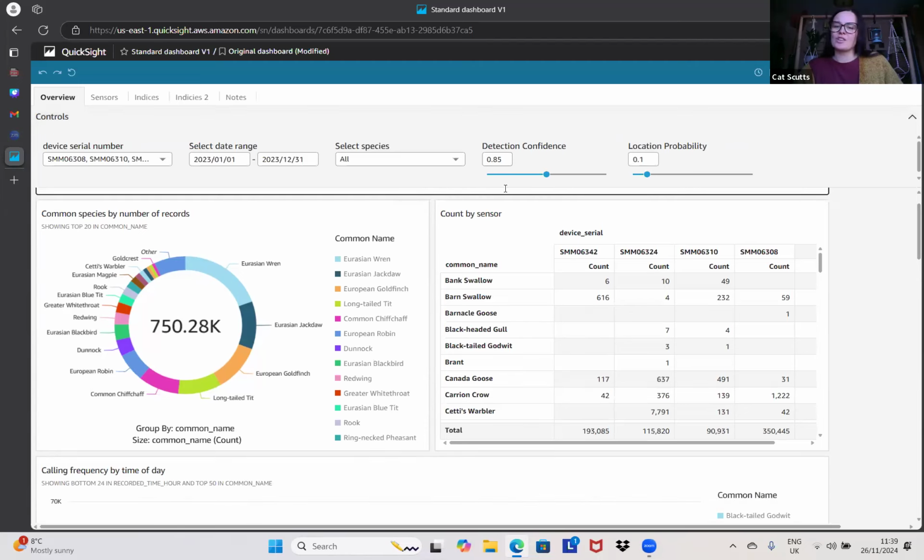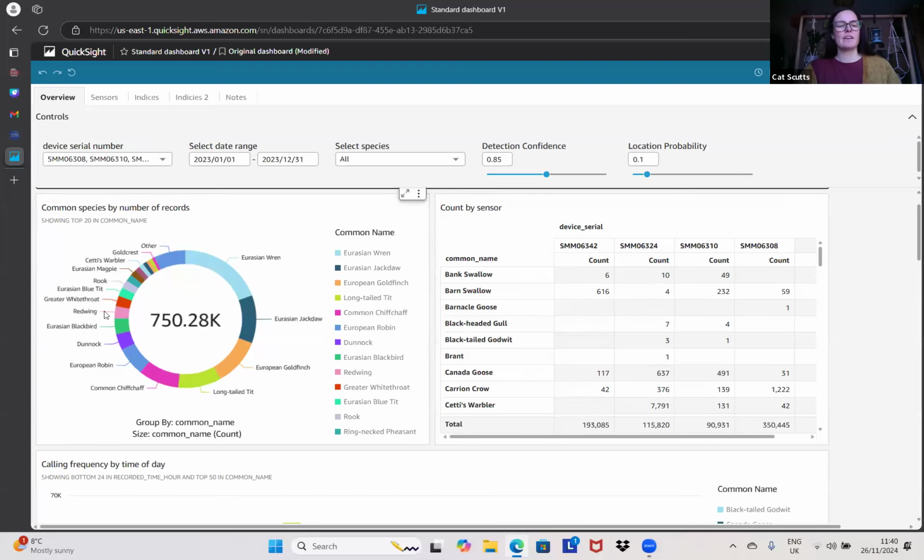A good starting point is generally about 0.85 for detection confidence, usually around 0.1 for the location probability. And then we can just have a little look and see what's going on. This graphic here shows the number of calls that's been picked up in that period, and it's really important to reinforce that these are the call numbers that we're working with. We're not working with abundance, in terms of the number of animals that are actually present, and that will influence how we're interpreting the data too.